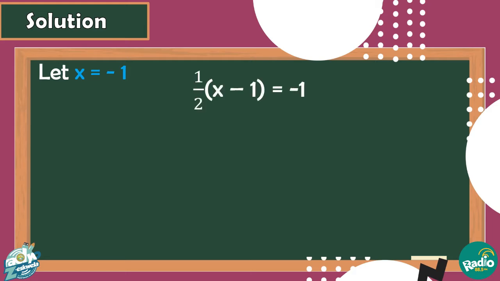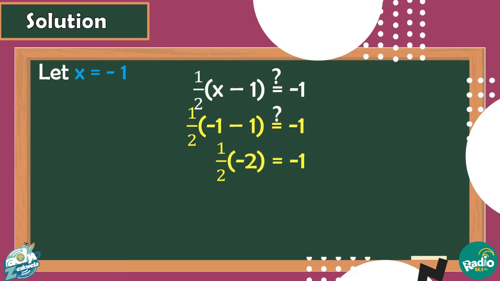The same we did. Just simply copy the given equation and substitute the value of x, which is a negative 1. The equation or the given equation becomes 1/2 times the quantity negative 1 minus 1 is equal to negative 1. By simplifying, we got 1/2 times the quantity negative 2 is equal to negative 1. And by simplifying, 1/2 times negative 2 becomes negative 1, which is equal to negative 1.